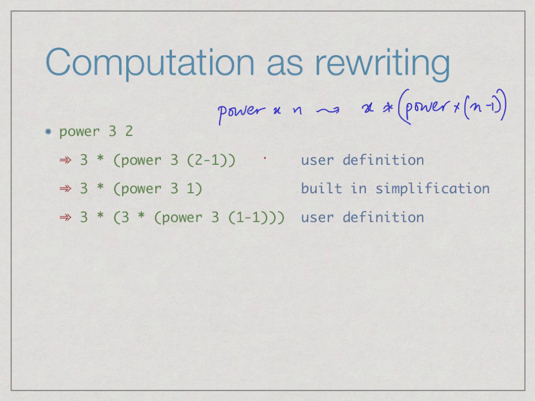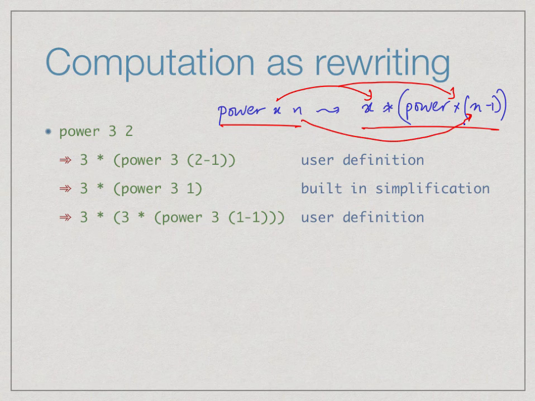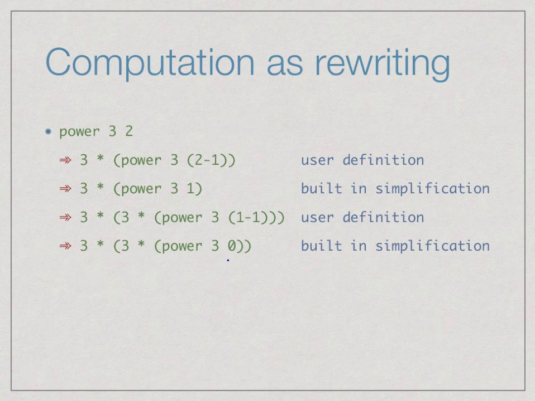So this is just a plain substitution. It doesn't require any intelligence on the part of the system. It just says if I see a pattern which looks like this, I can replace it with a pattern that looks like this, where the corresponding values will be transported to the corresponding places. Okay? So now again 1 minus 1 is a built-in expression, so we can make it 0. Now fortunately power 3 0 has a simple form which is 1. So using the user definition for power 3 0, I get to 1.